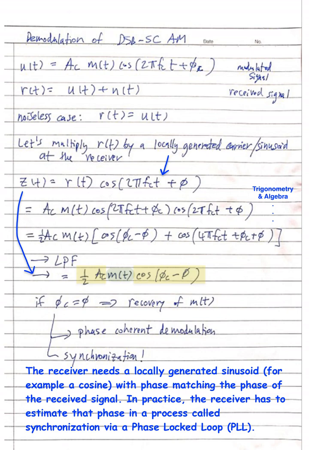In practice, the receiver has to estimate the carrier phase. Estimating the frequency and phase of the carrier is known as synchronization. This is typically done via a circuit called the phase-locked loop, or PLL for short. We will discuss the phase-locked loop later when we study frequency modulation.